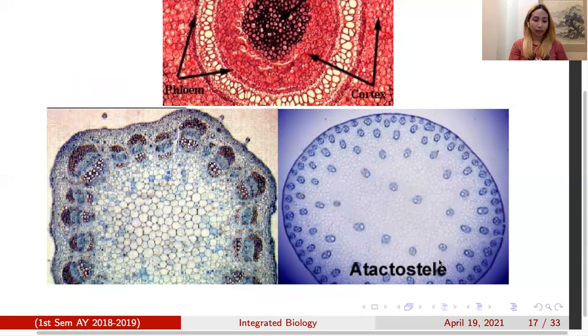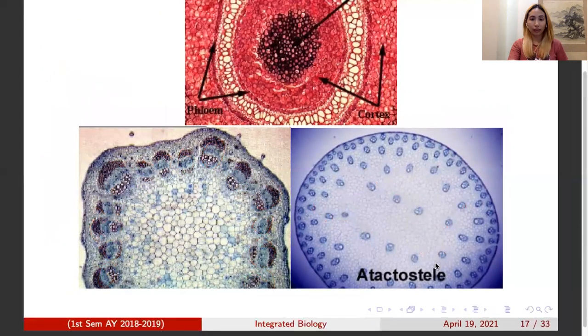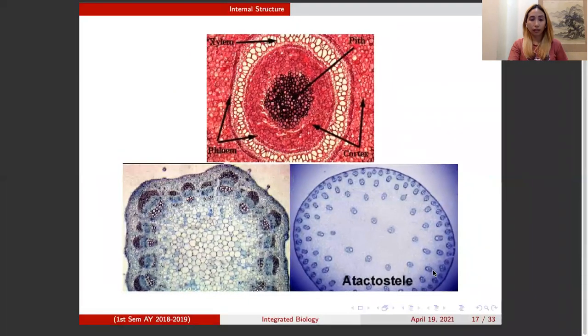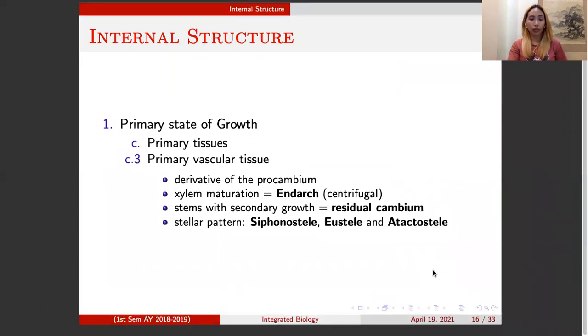Okay, so that's that for the stellar pattern. Okay, I hope it's clear. All right, so balikan lang natin. So you have the primary vascular tissues, you have xylem phloem arising from the procambium. You have the xylem maturation or the formation of xylem following endarch, right? Or the centrifugal manner. Protoxylem first and then metaxylem next. Protophloem first and then metaphloem next to the outside.